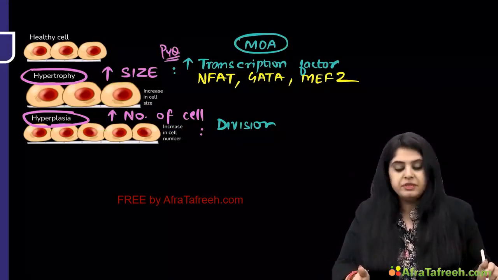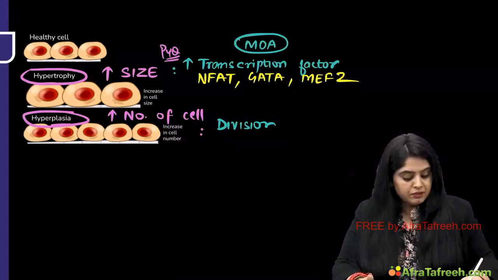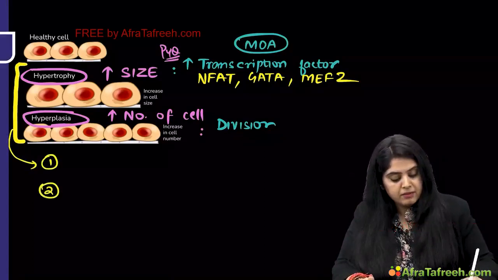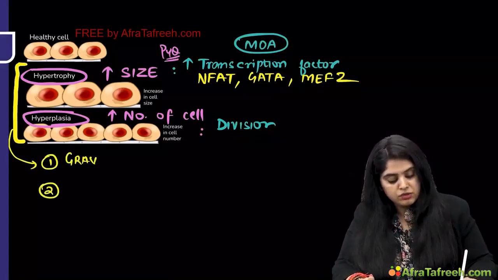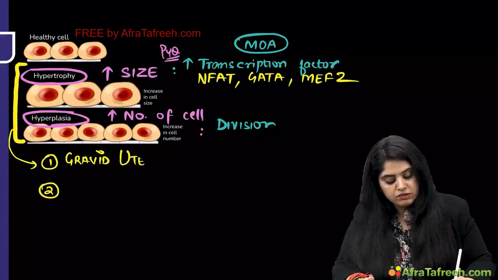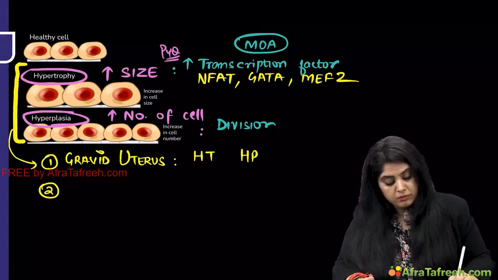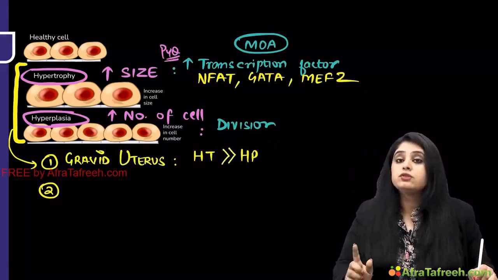So are there any common examples? Are there any examples which show you both hypertrophy and hyperplasia? Yes. So let me do the two combo examples. Very important. If they ask you pregnant uterus or they ask you gravid uterus, yes, you will say it is going to show me hypertrophy and hyperplasia both. But guys, more of what? It shows you more of trophy.